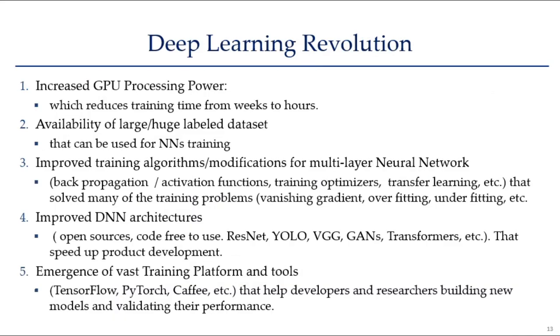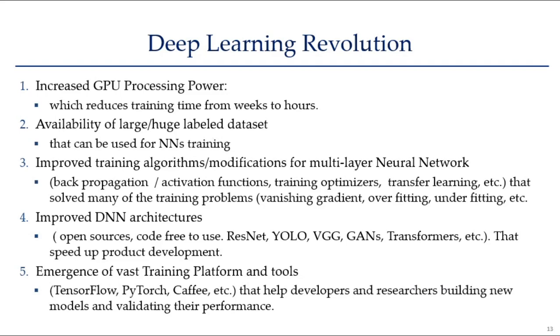The emerging deep learning revolution came due to many reasons. Increased GPU processing power, which reduced training time from weeks to hours. Availability of large or huge labeled datasets that can be used for training. Improved training algorithms that overcome the problems encountered in deep learning training. We're going to cover those later through this course.